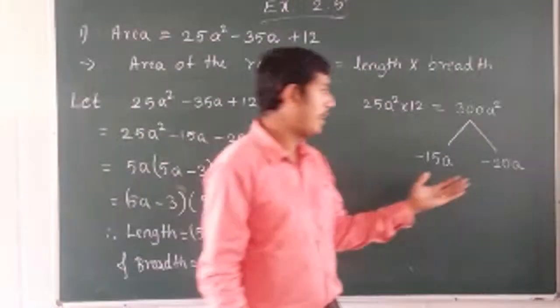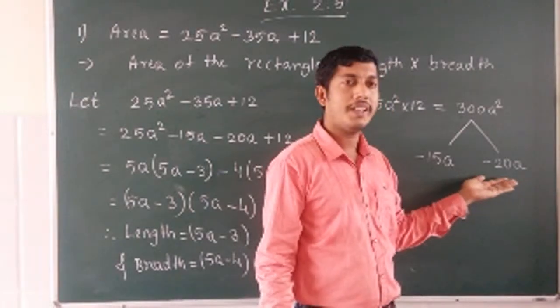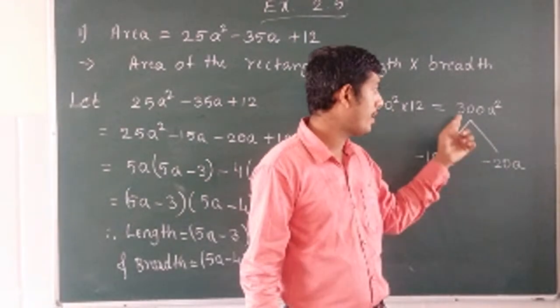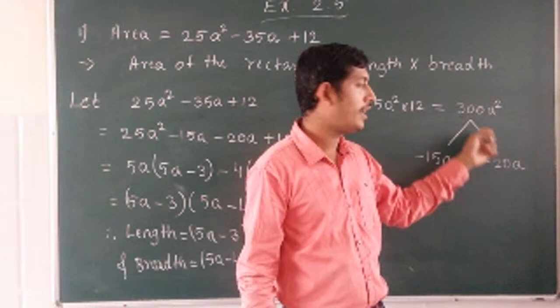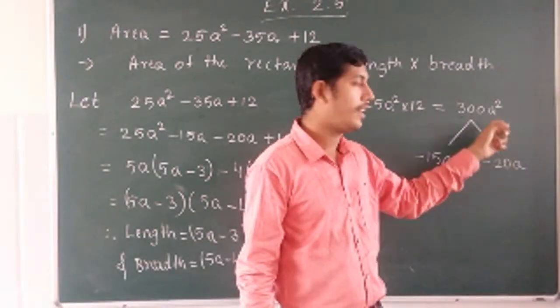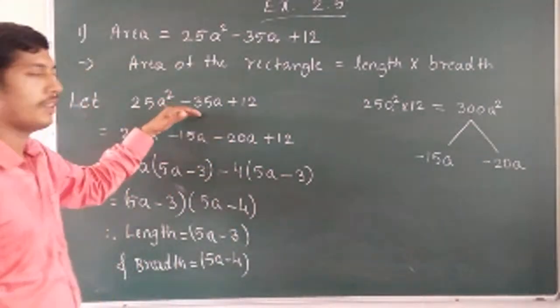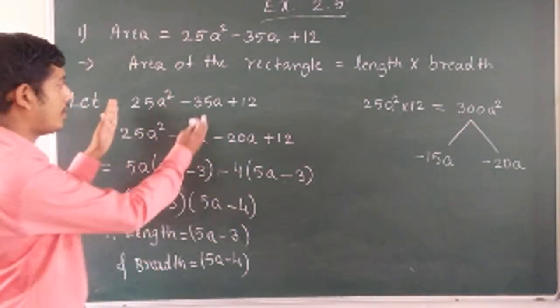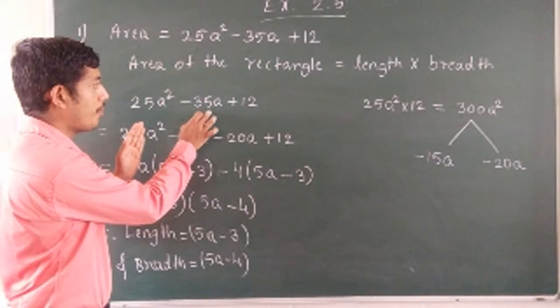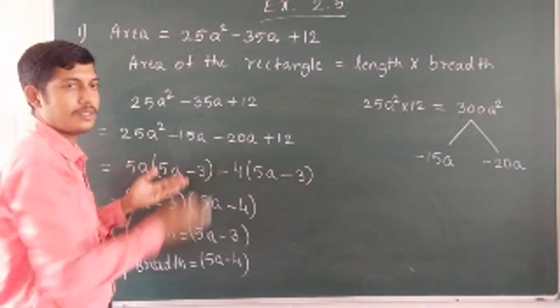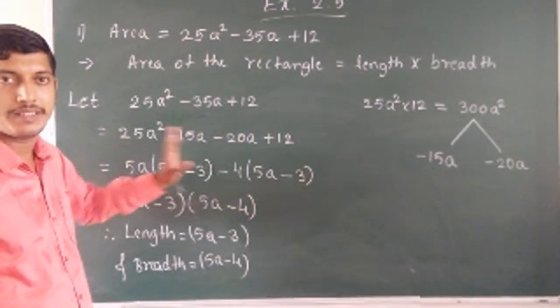So therefore I consider minus 15a and minus 20a. Minus into minus is plus, 15 into 20 becomes 300, a into a is a square, and both signs are the same. Therefore when we add, it becomes minus 35a. Then we consider the first two terms, and in place of the middle term we add those two terms, and we keep the first and last terms as they are.